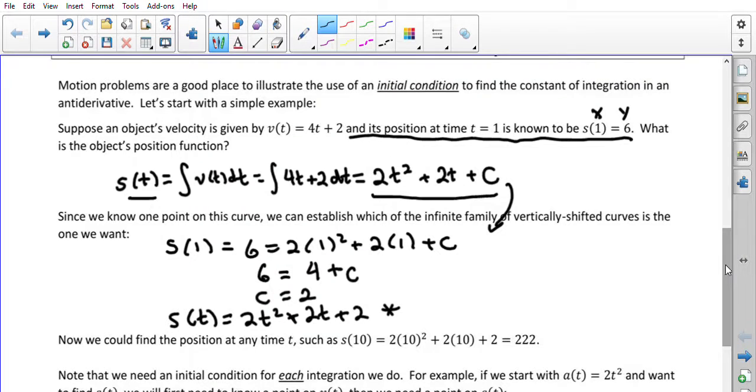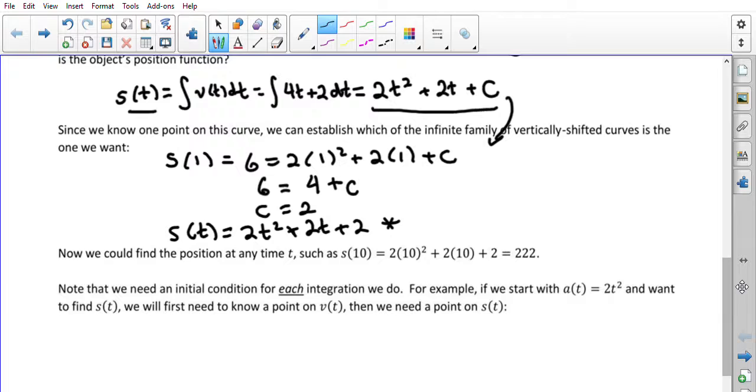So that being the case, we can then find the position at any time t. For example, if t is equal to 10, where is this object located? Well, we plug in 10, so now we have 2 times 10 squared plus 2 times 10 plus 2. This is what we were calling our plus c, and all that works out to 222.